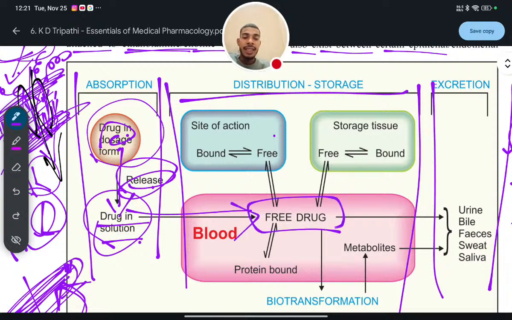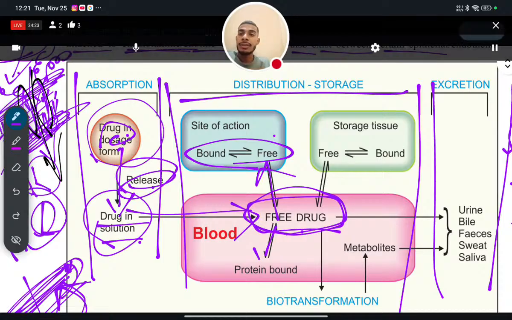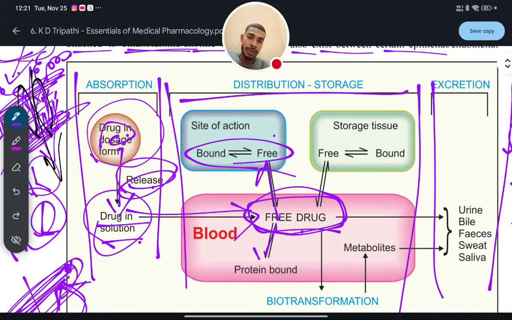Here, it will move freely. So free drugs are there. Some drugs will be protein bound, and some drugs will go to the site of action; whenever they bind to protein there, they will be free. When it is free at the site of action, it will show its pharmacological or therapeutic action. Some drug will go to storage tissue, and there it will be free, and again it will bind and come back.